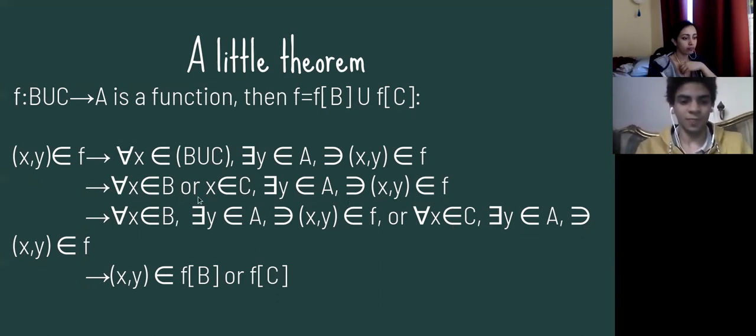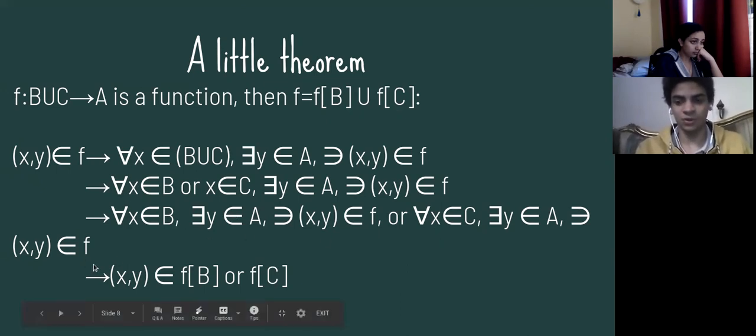So here we are just playing around with the logical operators, along with a few basic definitions. I changed B union C into: for all x, x belongs to B or x belongs to C. If this statement is true, it is logically equivalent to saying for all x belonging to B, the statement is true, or for all x belonging to C, the statement is true.